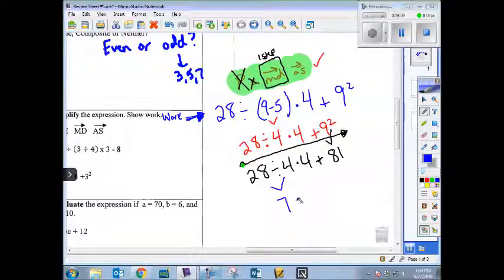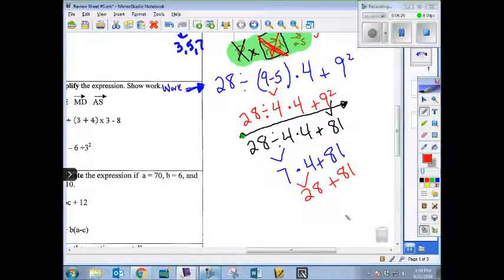Now I'm going to bring down everything. 7 times 4 plus 81. Okay. Now I'm still on this step. That's going to give me 28, right? Plus 81. Bring that down. Now I'm finally done with multiplication and division. Now I'm on to addition or subtraction. There's only one step left. And if we add those, we are going to get 109. So there's our answer.